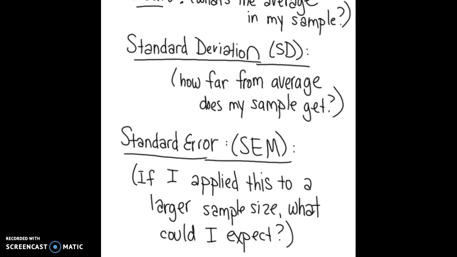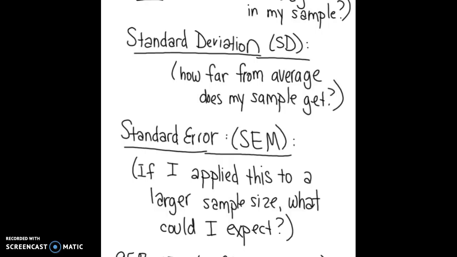Then I could calculate something called the standard deviation, or the SD, and this basically tells me how far from average my sample gets. Did all my students score right at 80%? Did I have a bunch score at 70% and then one scored at 100%? The standard deviation tells me how far from average. What's the range? What's the spread of my student scores?